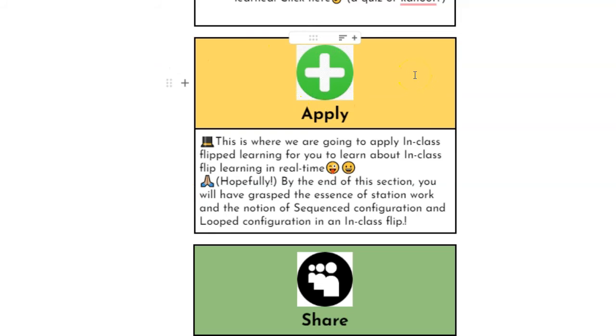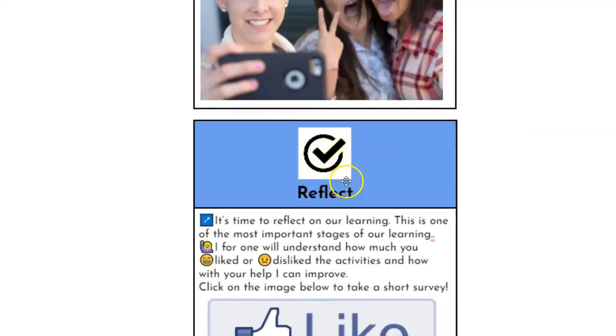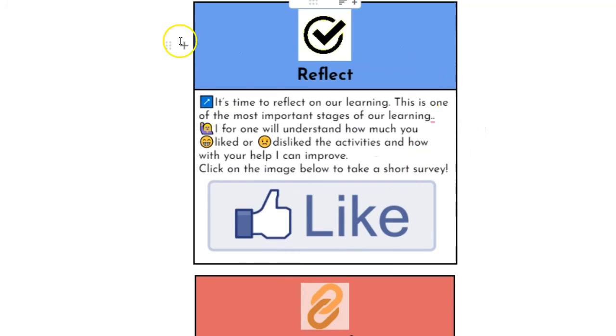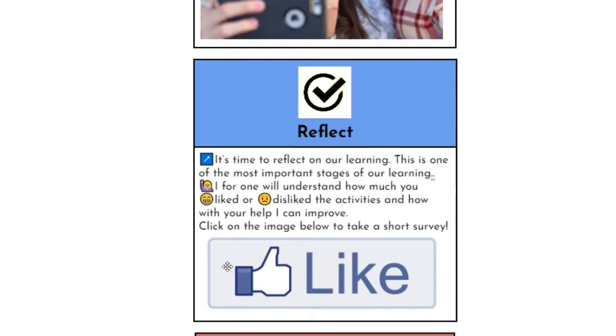The apply stage is where students are creating, they're collaborating, they're sharing information. They're having a reflection stage, which could be metacognitive on the procedure of their learning. And my favorite part is the extension, the extend stage, where we give students more links and more resources. And in your case, you're going to have a lot of links and resources to take home as takeaways.